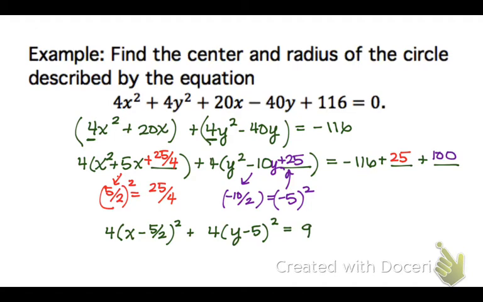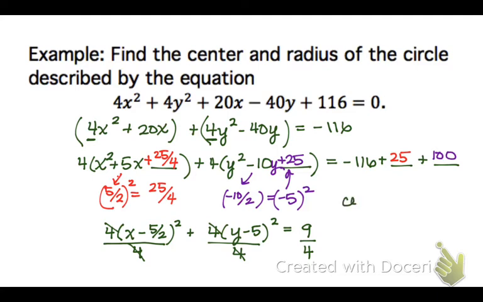So we're close. We want our coefficients in front of these squared terms to be the same. If it's a circle, we should have factored out the same number from both terms, and then we're going to divide everything in that equation by that number. So that would simplify. So our final equation would be x minus 5 halves squared plus y minus 5 quantity squared is equal to 9 over 4.